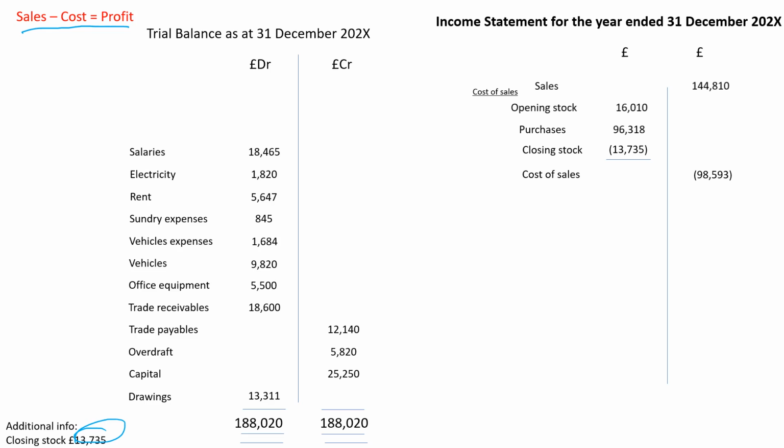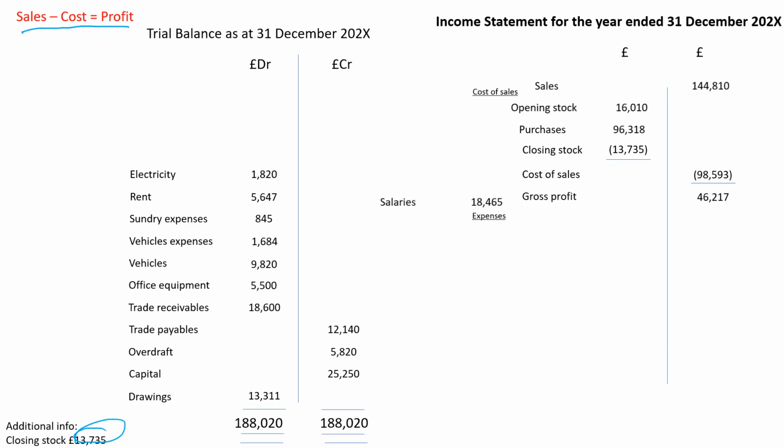Now that we have calculated cost of sales and know what the sales figure is, we can now work out what the gross profit is. So we do sales minus cost of sales, which gives us a gross profit of around £46,000. We can now move on to expenses, which are a day-to-day running cost that allows a business to generate sales and they are recorded as a debit.